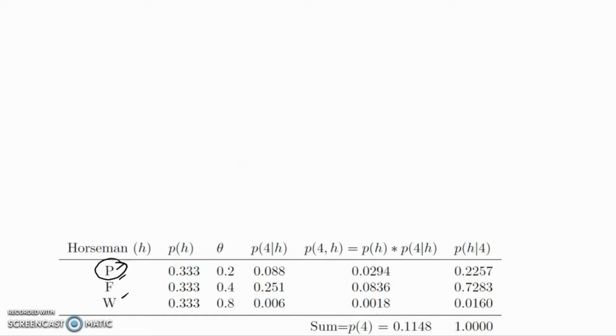So if we think about where this column is going to come from, we're just going to multiply this column by this column, and that'll give us this column. So 0.33 times 0.088 is going to give us this value here.